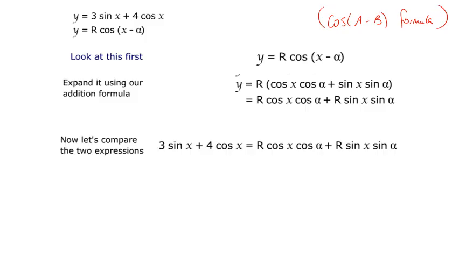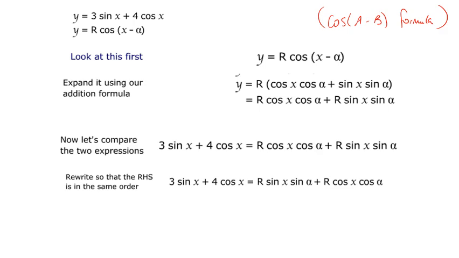Now going back to the question, we wanted to write this 3 sine x plus 4 cos x in this form. So let's write them equal to each other. And then you could swap those two terms over if you wanted to. You don't have to do that. The reason that can be helpful is because now on the left we've got our sine x's and then our cos x's, and on the right we've got our sine x there and then our cos x there.